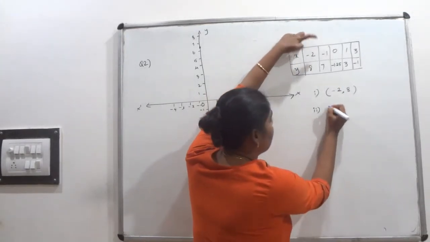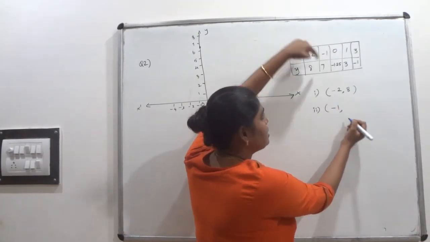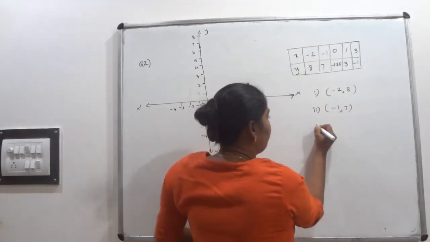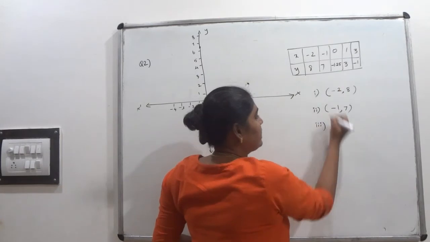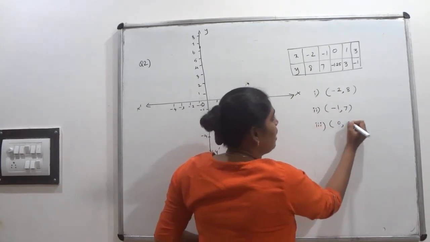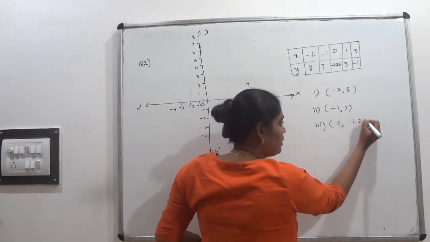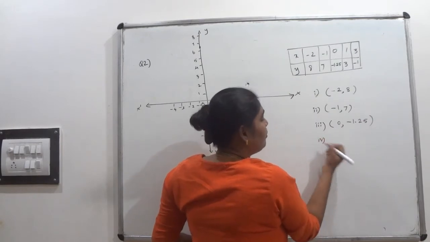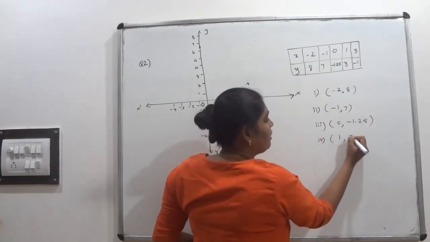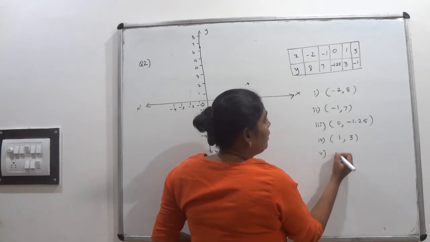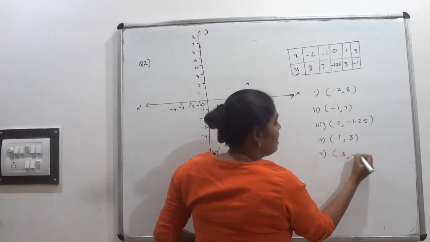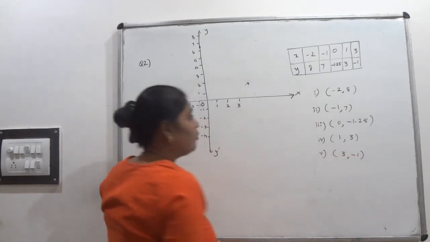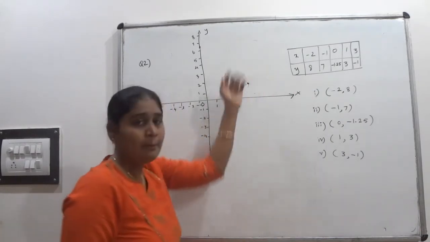Next, the x value is minus 1 and the y value is 7. The third point: write the x value first, that is 0, and the y value is minus 1.25. Fourth point, the x value is 1 and the y value is 3. Fifth point, the x value is 3 and the y value is minus 1. So I am going to plot these points on the plane.